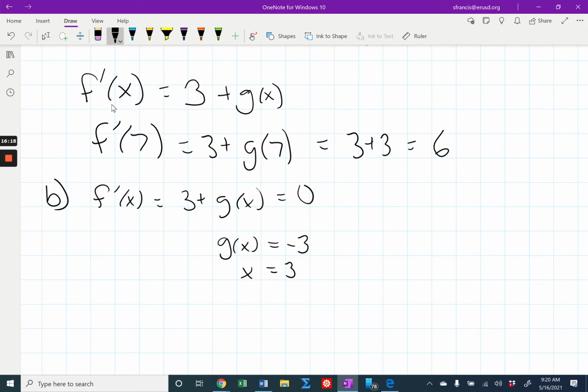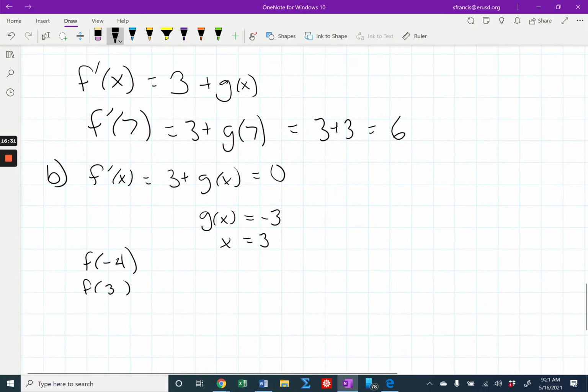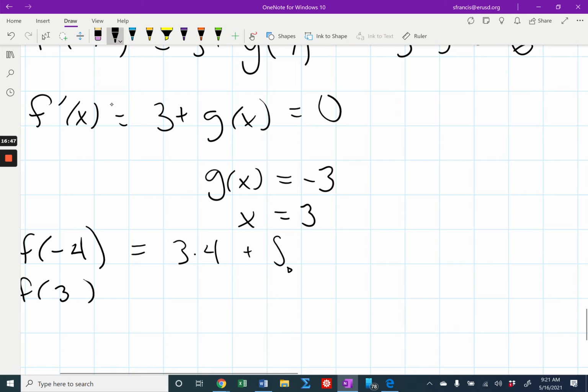So most of you did it this way anyways, which I liked. So 3 is an endpoint, -4 is an endpoint, so we need to calculate f of -4 and f of 3, and then we can compare and see where the maximum occurs. Now, f of -4 is going to be 3 times 4 plus the integral from 0 to -4 of g of t dt. Notice that that's backwards. Let me zoom in a little.